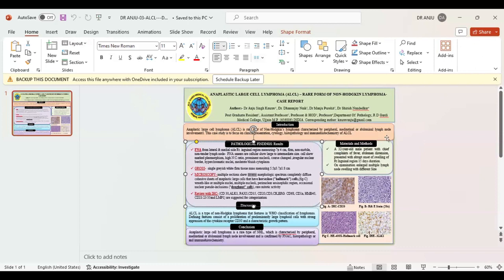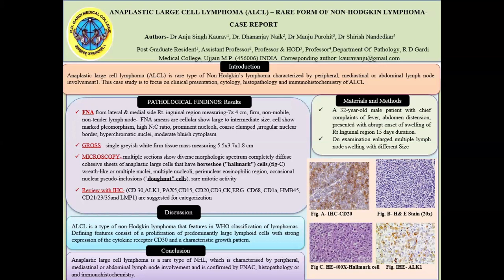Can you interpret this CD20 slide that you have put, figure A? Is it positive or negative, and if positive, in which cells is CD20 positive? Anaplastic cells, the doughnut cells.